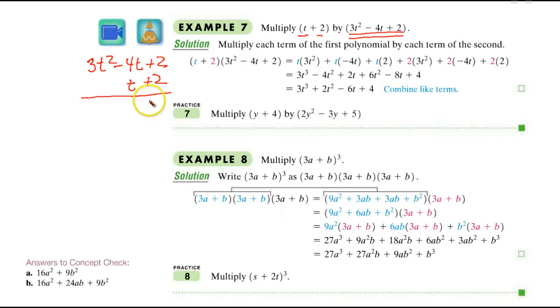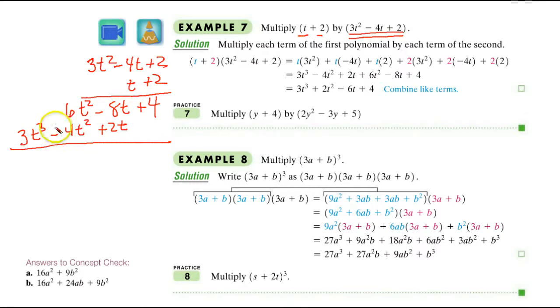So 2 times 2 is 4. 2 times this is a negative 8t. 2 times this is 6t squared. Okay, vertical columns now, we're going to match up which one they go into. T times 2 is 2t. T times this is a negative 4t squared. And t times this is 3t cubed.